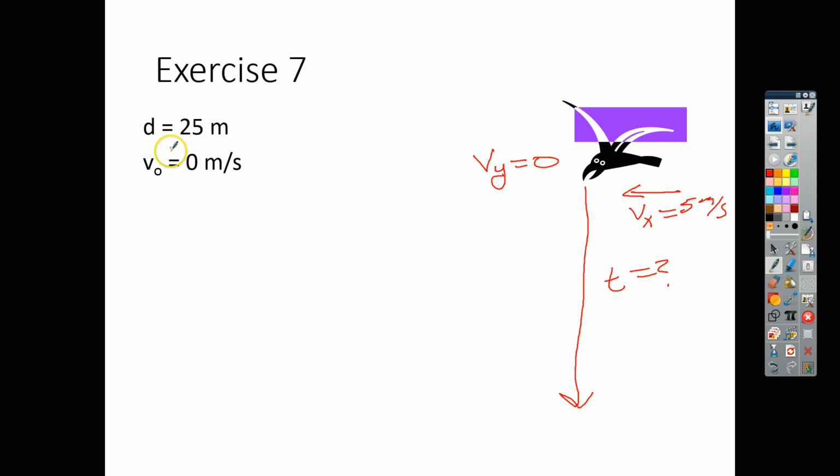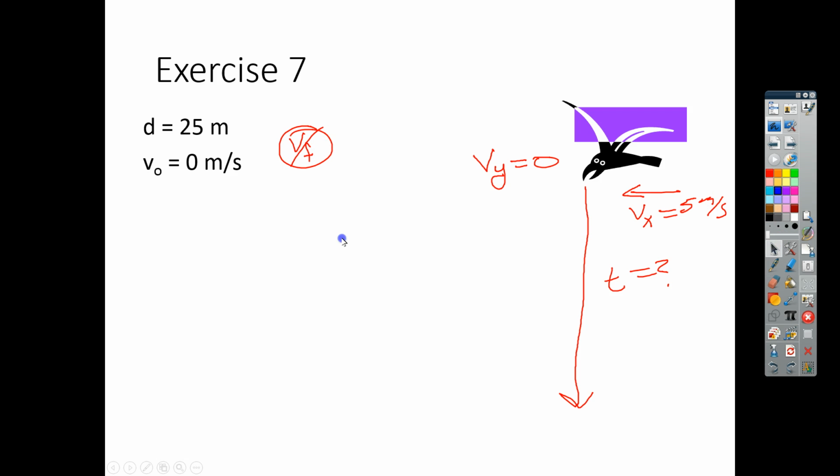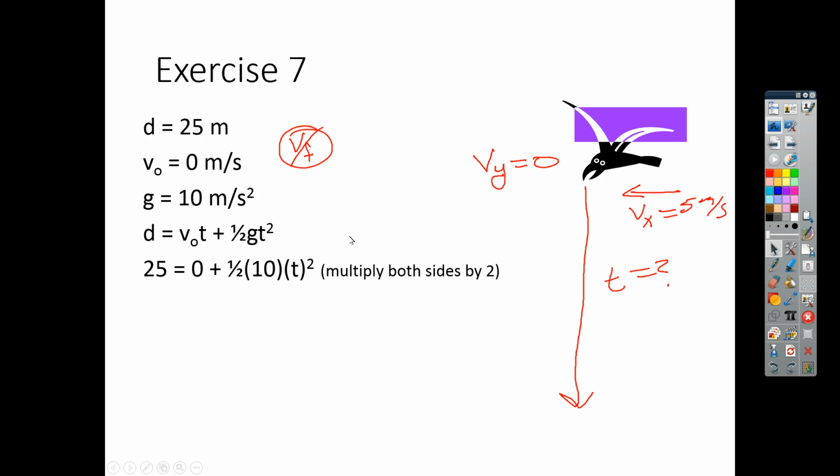Notice that we have an original velocity. We don't really have a final velocity, and we don't need that final velocity. And so because of that, the kinematics equation that we need to use is the one with distance, original velocity, time, gravity, and does not include the final velocity. Gravity again here, we're on Earth, so it's 10 meters per second squared.